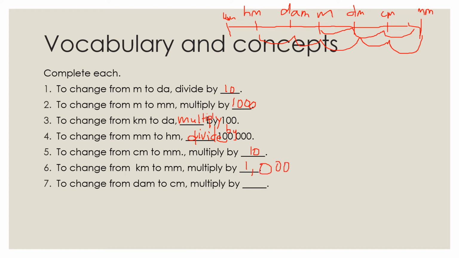Yeah? Okay, bakit kamo? Because there are 6 spaces here. Now, 1, 2, 3, 4, 5, 6. So, there are 6 spaces bago ka makarating ng millimeter. And to change from decameter to centimeter, from here, so we have 1, 2, 3. We need to multiply by 1,000. So, please familiar with yourself. Okay? Question?